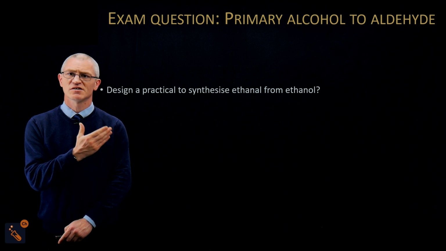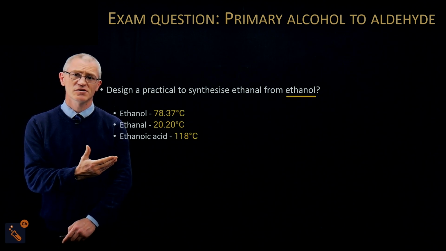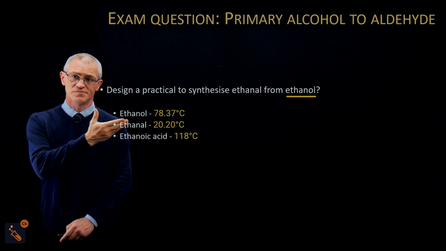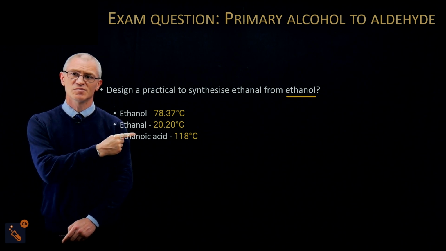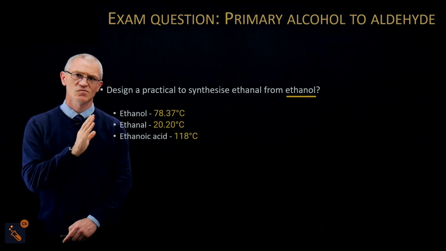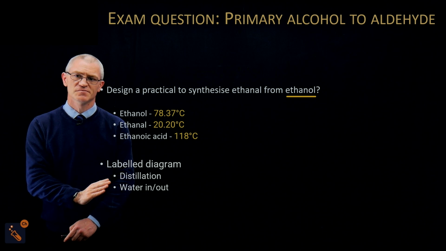Design a practical to synthesize ethanal from ethanol. So we're making it from that primary alcohol. We're going to make ethanal. Ethanal has a boiling point that's far lower than ethanol. And the other product you can get is ethanoic acid, and ethanal is far lower than both of those. Notice that the boiling point is actually lower than 78 first, then 118. So that's really important. We're doing an aldehyde, so therefore we have to do distillation, and we have to show the water in and out on that distillation.